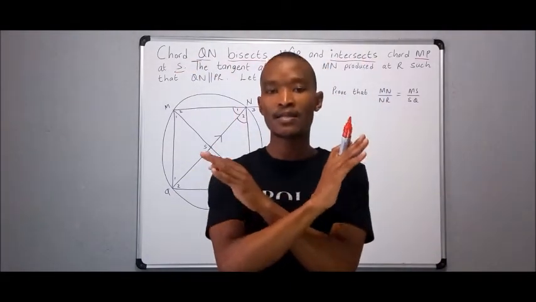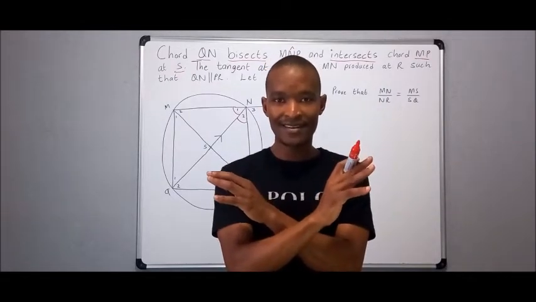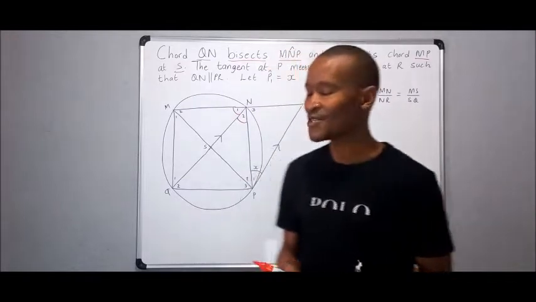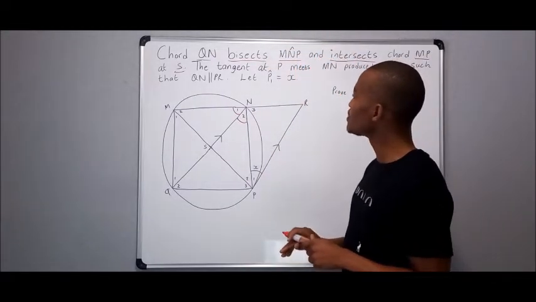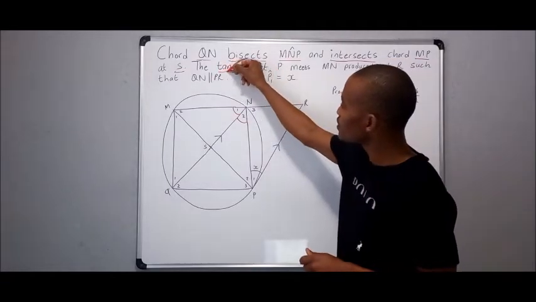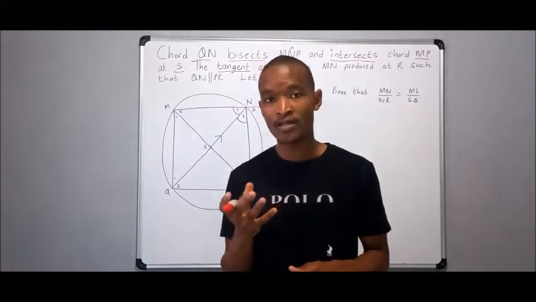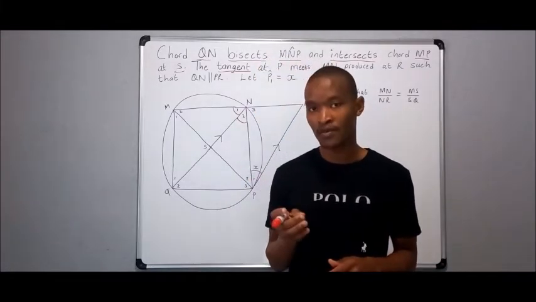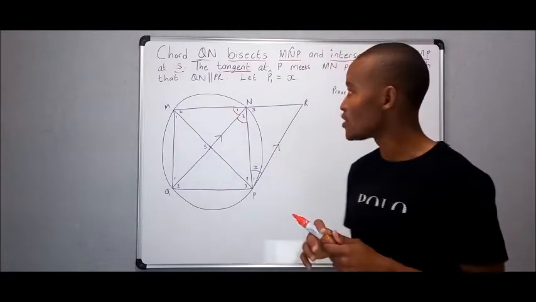And when two lines intersect, what type of angles are formed? Well, I hear vertically opposite angles. That's good. And then let's continue reading. The tangent at P, very important keyword, this one. It means somewhere, somehow, you need to apply what? Tan-chord theorem. If there were two tangents, that would be tangents from the same point theorem.